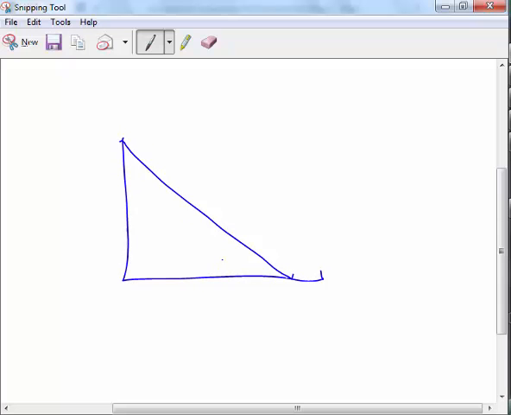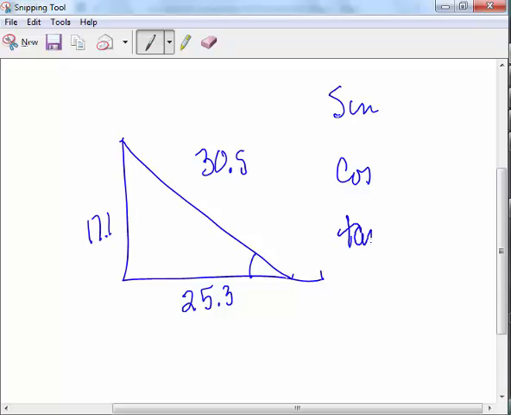And if you notice, it tells us that this side is 25.3 compared to this angle. This side is 17.1 and this side is 30.5. Sine, cosine, tangent. Alright, the first thing you want to do is label the sides. So this is the hypotenuse. The other one touching our angle is the adjacent, and the third side is the opposite.